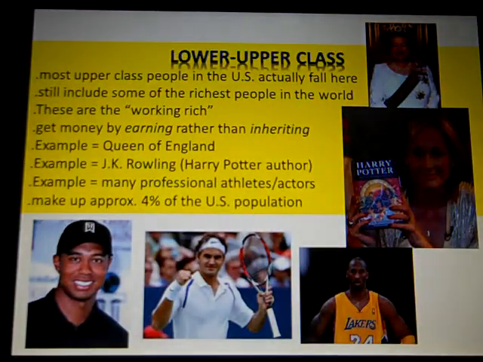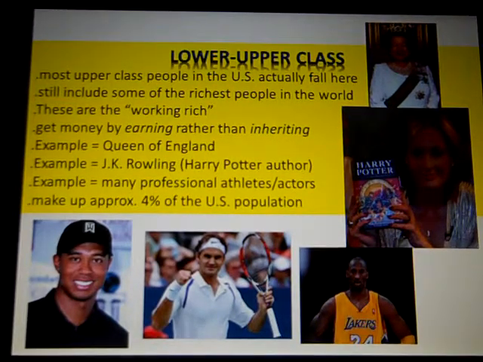You have the lower upper class. Now most people in the upper class, most upper class people in the U.S. actually fall within the lower rung of the upper class. Now these are still people who are rich, but these are the working rich. These are people who either amass their fortunes by writing books, movies, playing sports, whatever. They didn't just have the opportunity to have their wealth handed to them. So they get their money by earning rather than inheriting.